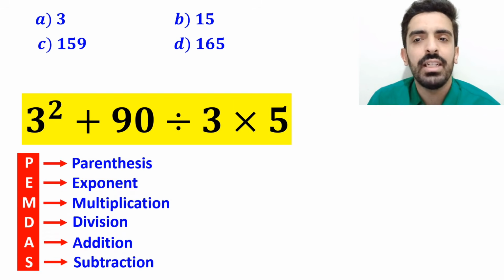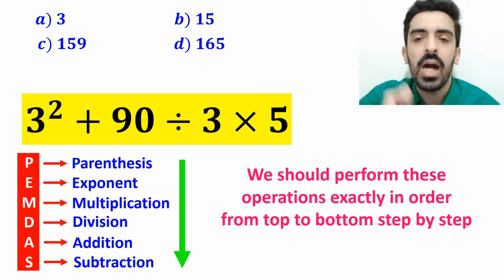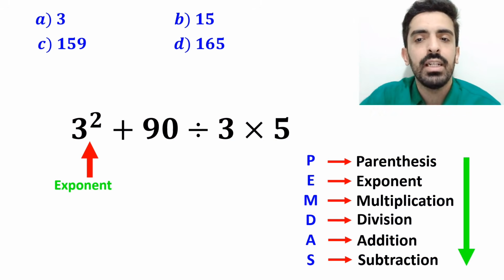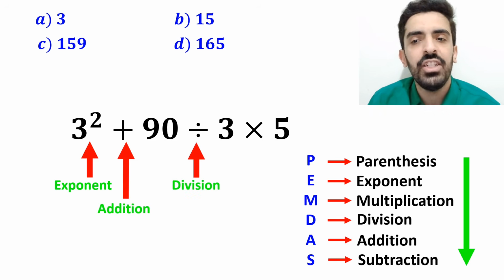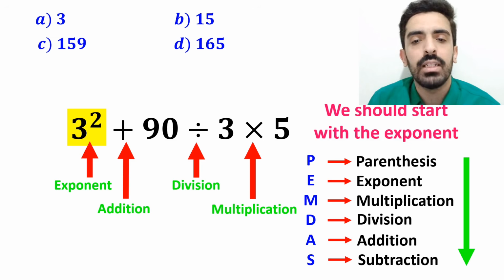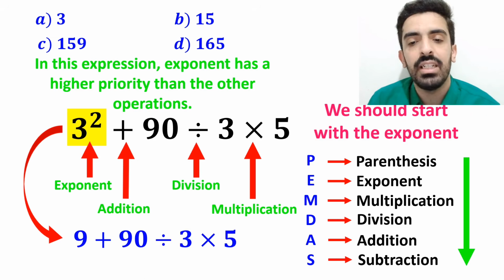To solve this question, we must follow the PEMDAS rule. We should perform these operations exactly in order from top to bottom, step by step. Okay, as you can see in the image, in this expression, first we have an exponent, then an addition sign, followed by a division, and finally a multiplication. We should start with the exponent, because in this expression, exponent has a higher priority than the other operations. So, this expression simplifies to 9 plus 90 divided by 3 multiplied by 5.